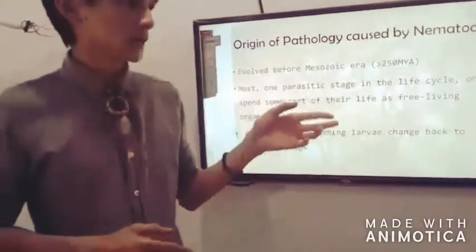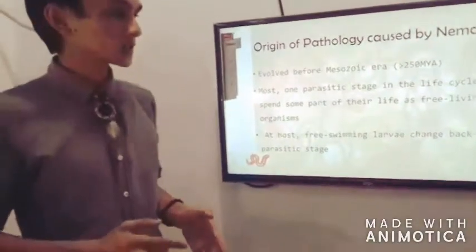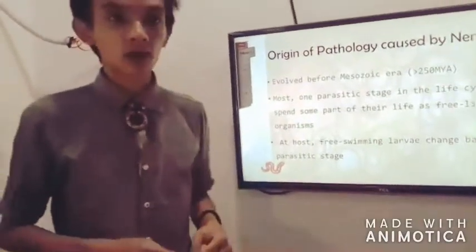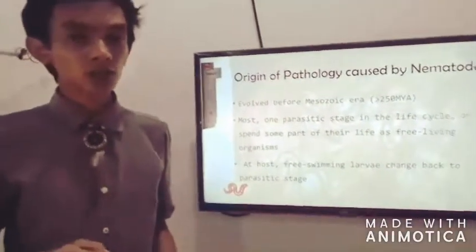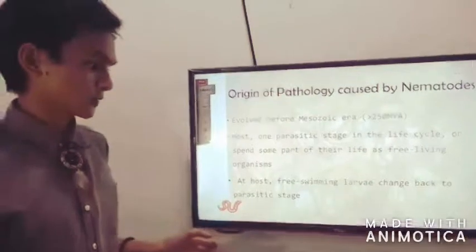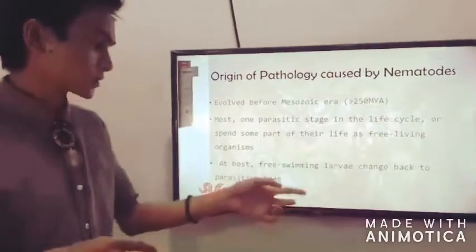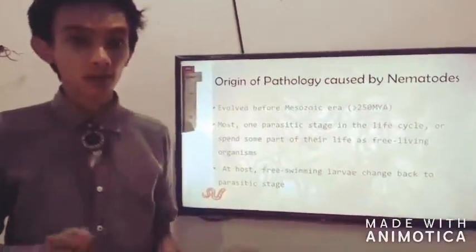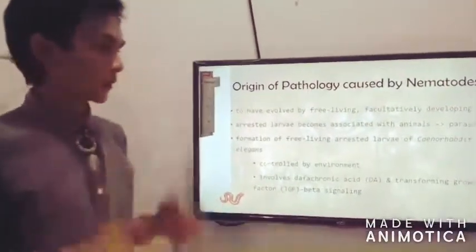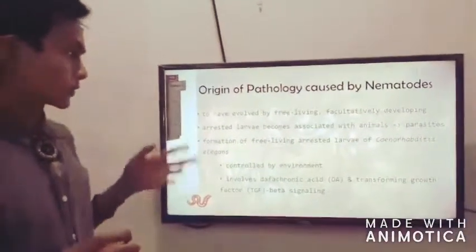Mostly, one parasitic stage in the life cycle may have been an ancestral trait between these groups, or spending some part of their life as free-living organisms, as observed in Caenorhabditis elegans, which is unlikely a fully free-living organism. So, at their hosts, free swimmers, which are larvae, change back to their parasitic stage depending on their lifestyle. Moreover, to have evolved from free-living, facultative development should have occurred. So there are many hypotheses proposed for the evolution of nematodes such as this.